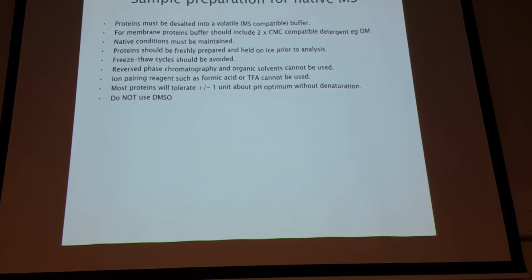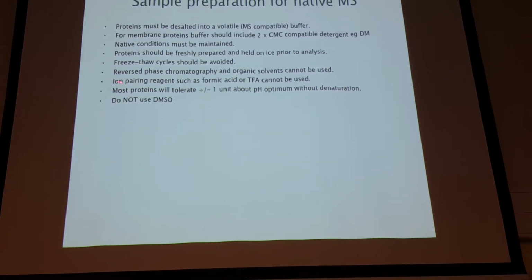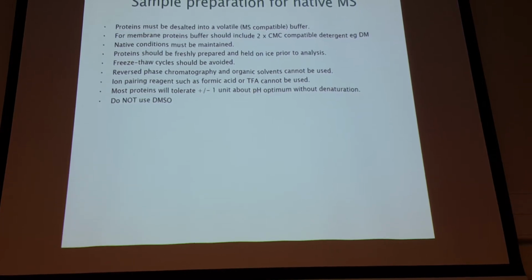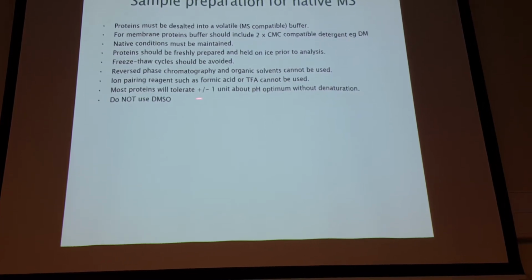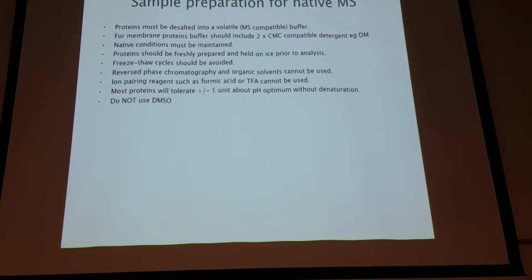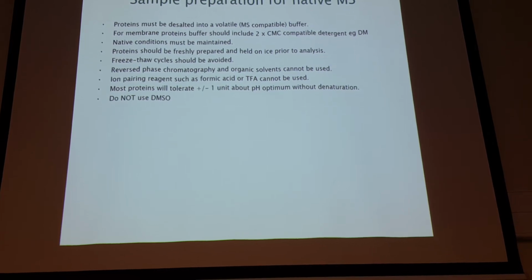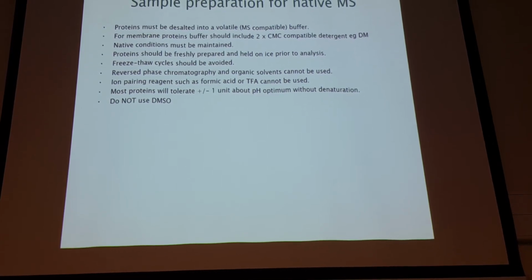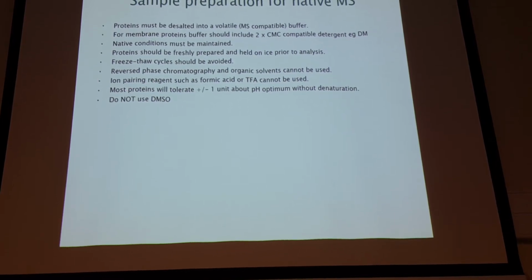As I mentioned, we can't use reverse phase chromatography. We can't use organic solvents, they're denaturants. We can't use ion pairing reagents, they're also denaturants. However, most proteins will tolerate around plus or minus 1 pH unit around their pH optimum without actually denaturing, and you can see this in the native spectrum. Also, do not use DMSO.